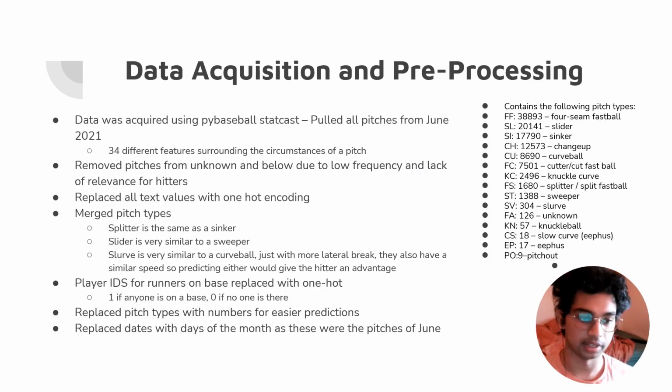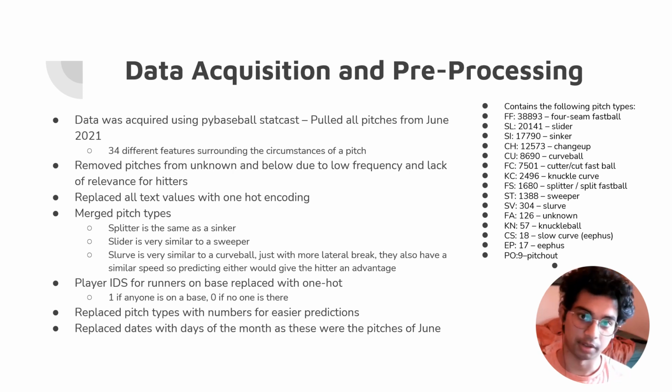For pre-processing and acquiring the data, we acquire the data from PyBaseball StatCast, which is basically a Python library which pulls from MLB StatCast data, and we pulled all the pitches from June 2021. This gave us 34 different features along with the pitch type, which was our target value. We removed pitches which were unknown, knuckleballs, slow curves, eephus, and pitch outs because these pitches are irrelevant to hitters and are either unknown or 100% thrown given a situation.